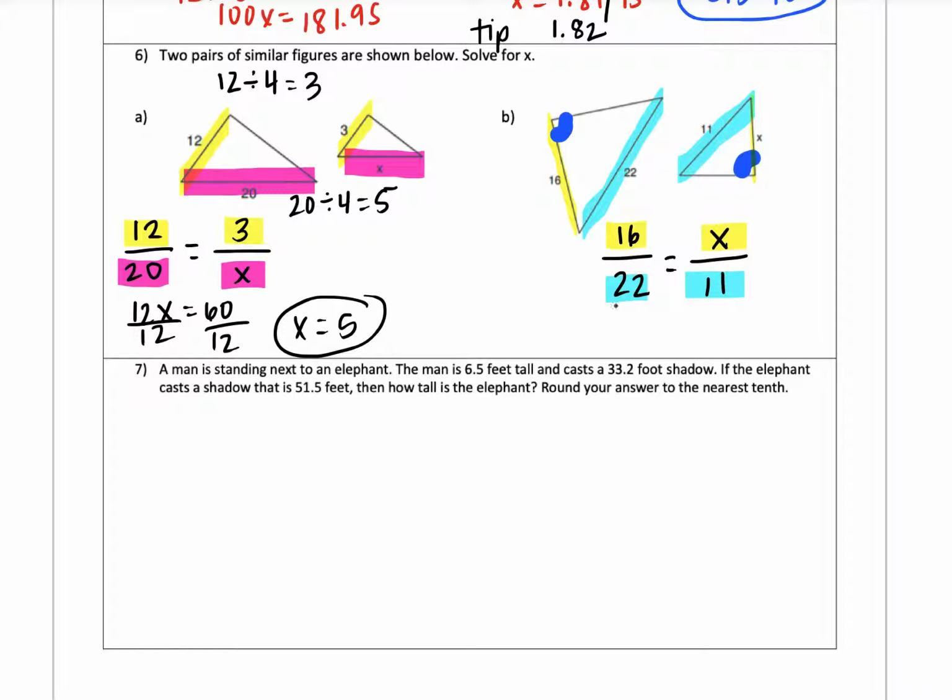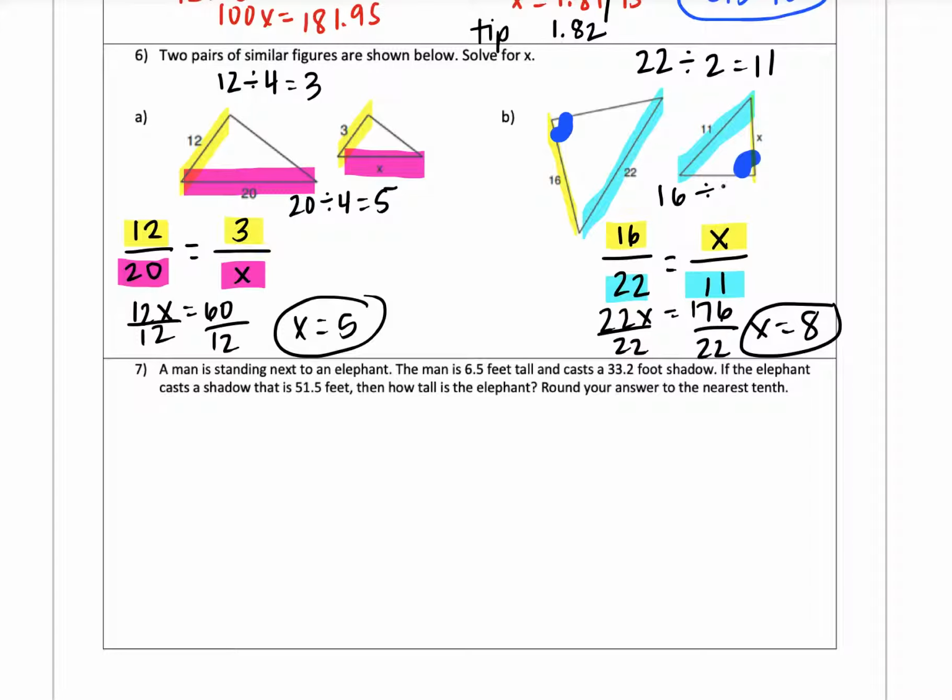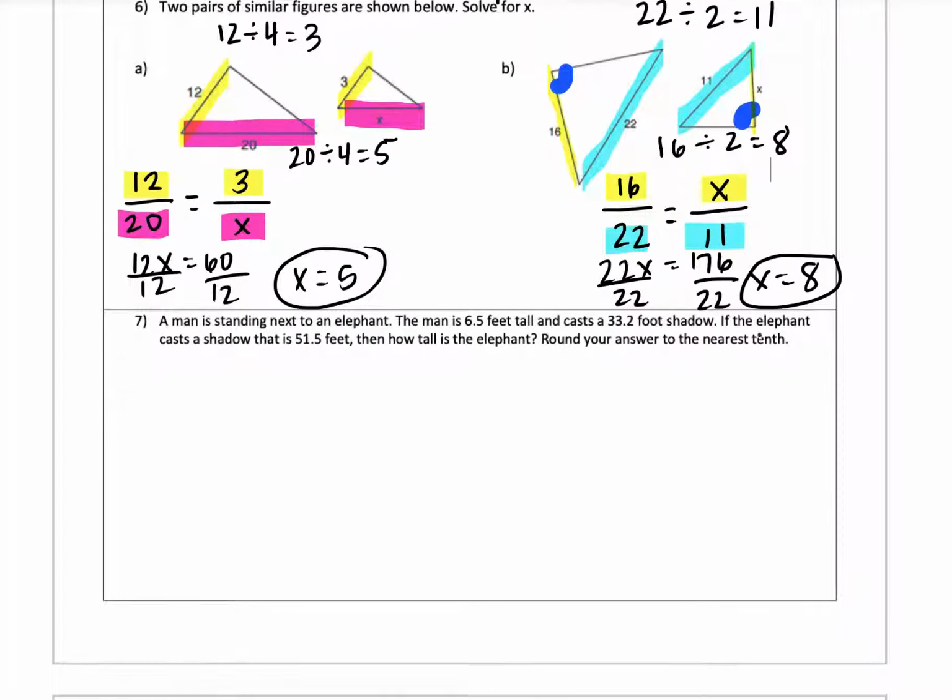When we cross multiply, we get 22x equals 176, and we divide both sides by 22 to get x equals 8. Now again, if you could just see that 22 and 11 had that in common, 22 divided by 2 would get you 11, then you could have said, well, then I just need to divide 16 by 2, and that should get me 8 for x. So that's another way you can do that.